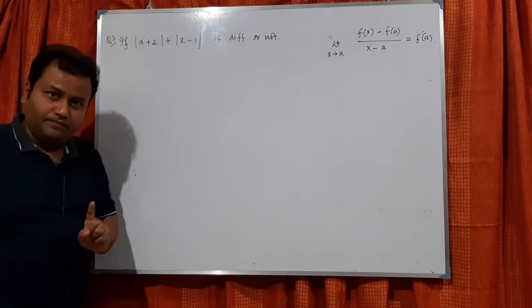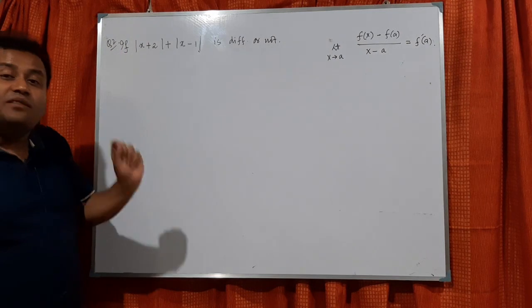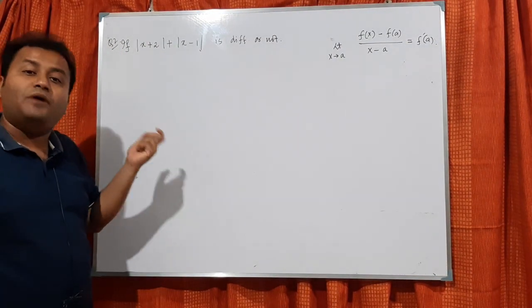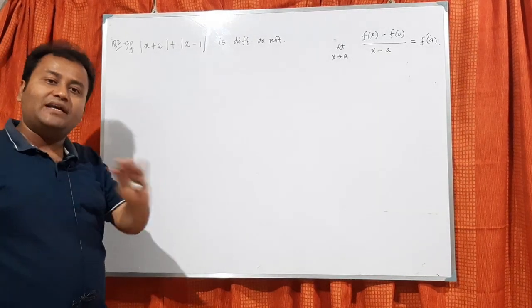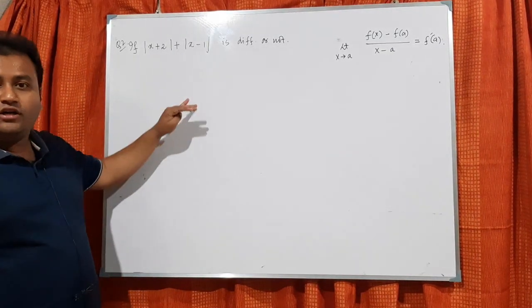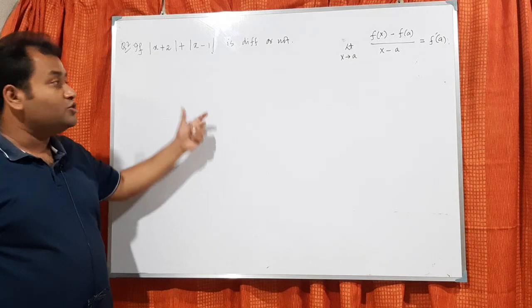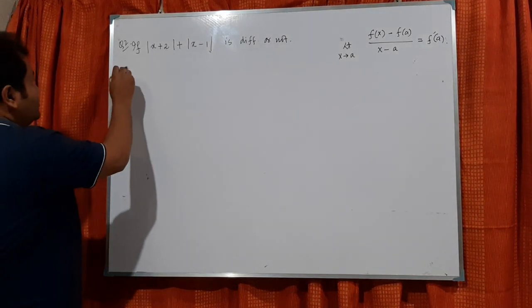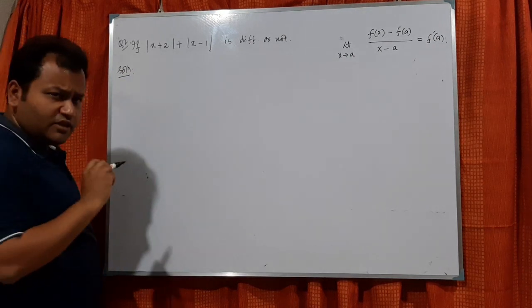Now carefully listen. Now there is not a single modulus, now there are two modulus and the addition is there. Now how to perform this? You can't simply write that this is differentiable or not differentiable without checking. So first of all you have to check that. Okay, so if I go for the solution, what will be the first thing?